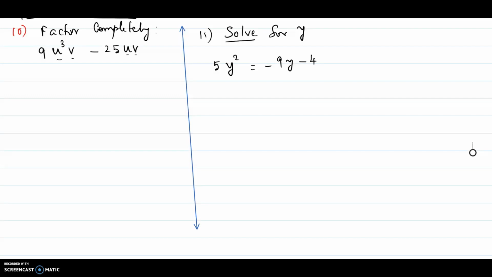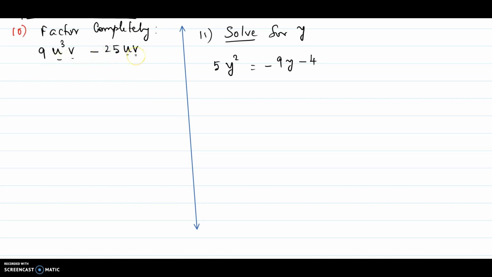Hi, in this video, I will be showing problem number 10 and 11 of the Practice Exam 2 on chapter 4 and 5. Problem number 10. Factor completely 9u cube v minus 25uv. In these two terms, we have to pull out the greatest common factor.